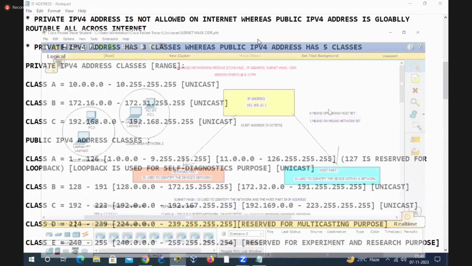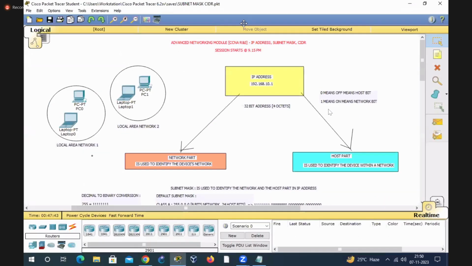So now we are moving on to the subnet mask concept. Okay, so subnet mask means what? You have your IP address where you have this network part and host part, which is there in this 32-bit IP address. So every single IP address contains these two sections. One is the network section, which identifies the machine's network. So this PC0, this laptop 0, it belongs to which network? That is local area network 1.